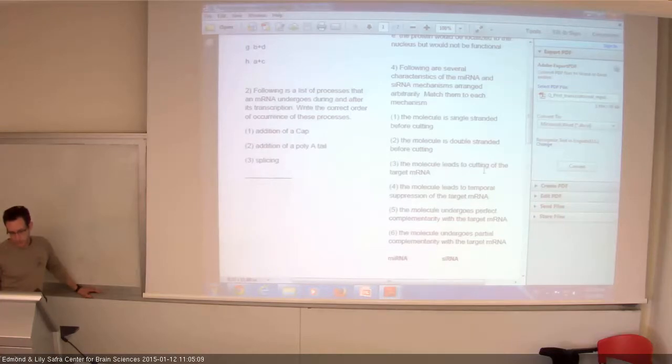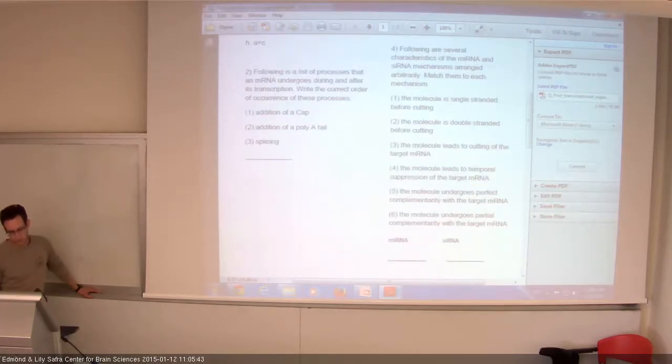The molecule leads to cutting of the target mRNA, permanent cleavage, permanent repression: that's siRNA, that's what siRNA do. The molecule leads to temporal suppression of the target mRNA, and here the emphasis is on temporal or transient, so this is miRNA. Five, the molecule undergoes perfect complementarity with the target mRNA: siRNA. And non or partial complementarity with the target mRNA is a feature of microRNA, miRNA.